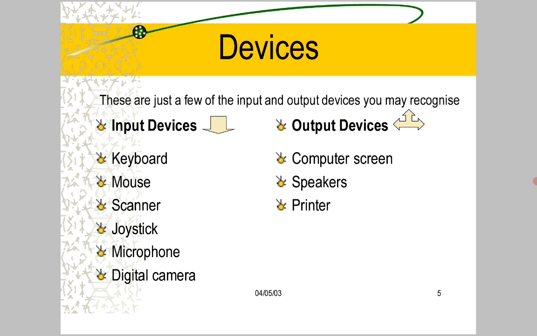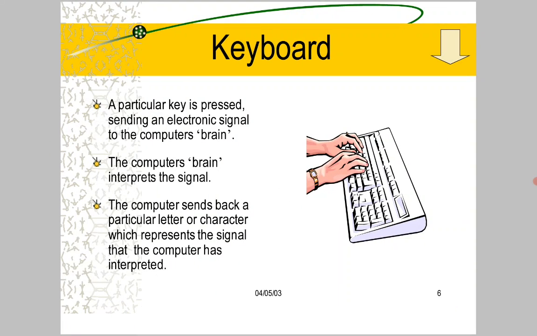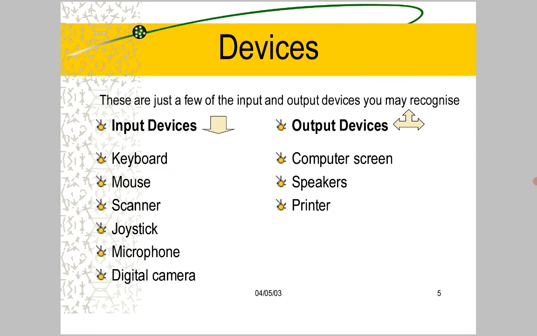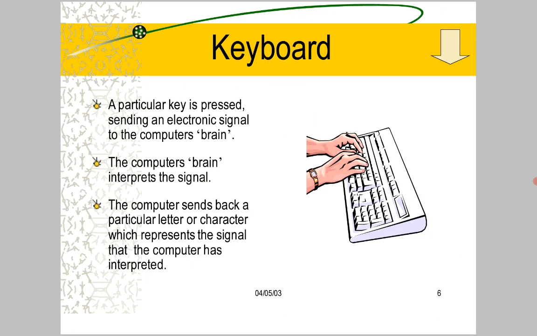So what are output devices? Output devices are generally computer screen or monitor, speakers, printers like that. The first and regularly used input device is keyboard.